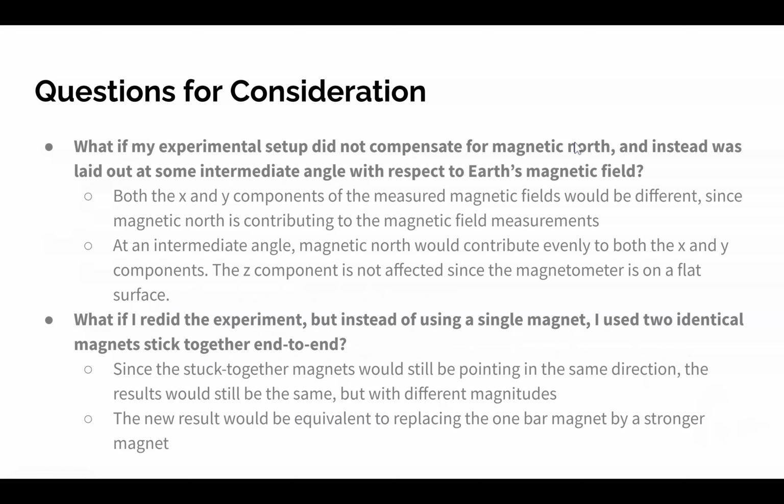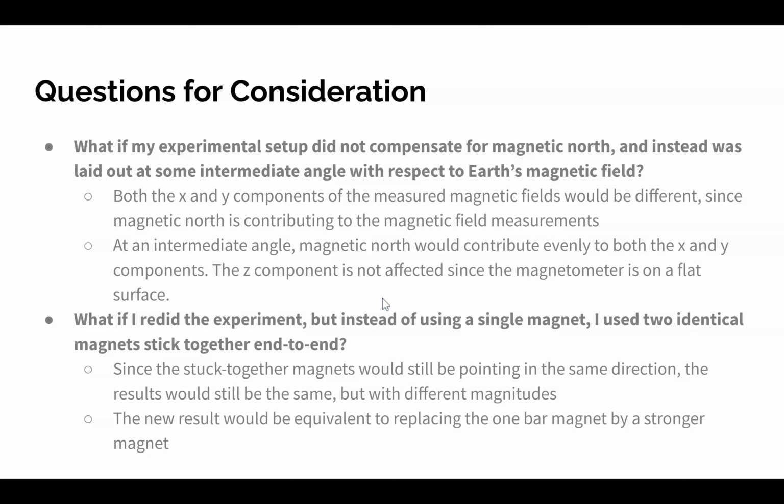So if my experimental setup did not compensate for magnetic north, both the x and y components would be different since magnetic north is still contributing to the magnetic field measurements. And at an intermediate angle, magnetic north would contribute evenly to both the x and y components, and the z component would not be affected since the magnetometer is on a flat surface.